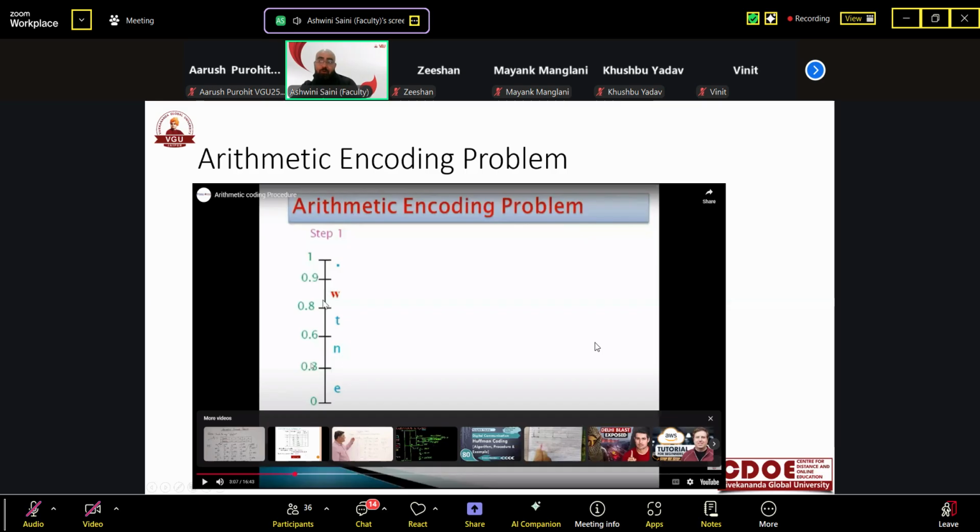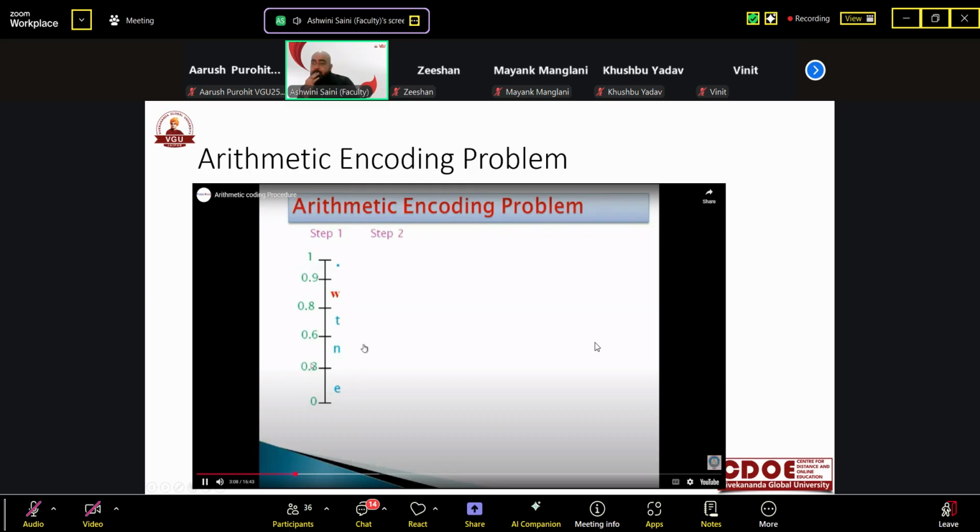And for W, we have a probability 0.1, so from 0.8 to 0.9 we have 0.1. And for this dot, we have a probability from 0.9 to 1. I think there is no issue till now. Then moving forward.